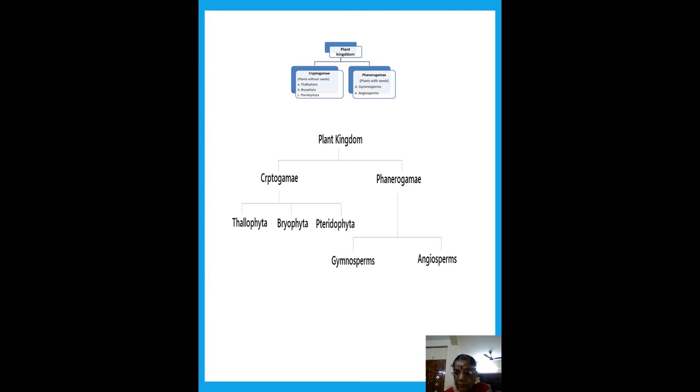Whereas phanerogamy plants are seed bearing, that is flowering plants. This is angiosperm, a flowering plant. They are further classified into Gymnosperm and angiosperm. Gymnosperm seeds are naked, characterized by naked seeds, whereas angiosperm seeds are enclosed within the ovary. We have studied dicot and monocot; that is seed bearing, with the seed enclosed within the ovary.